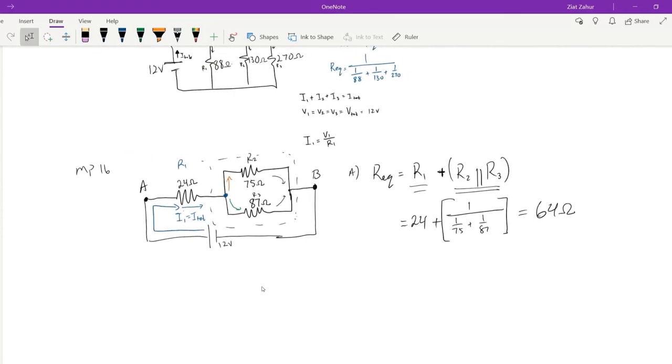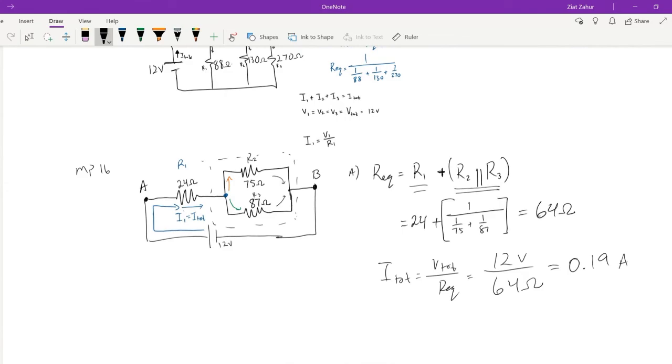Once you find the total resistance, you can find the total current. I total is equal to V total over REQ. So that's 12 volts over the total 64 ohms. 12 over 64 is 0.1875. Let's round this to 2 sig figs because our numbers are 2 sig figs, and that's 0.19 amps.